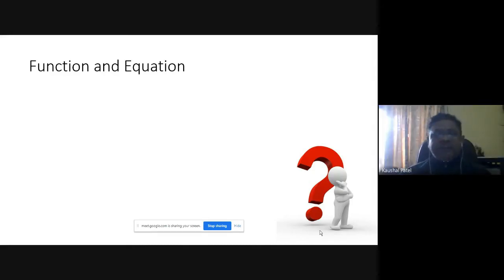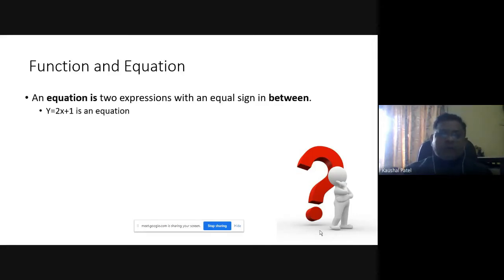That is a good attempt. Let me focus on that. An equation is an expression, meaning there is a dependency of variables and it is equated to something else. Actually, it is equated to zero.